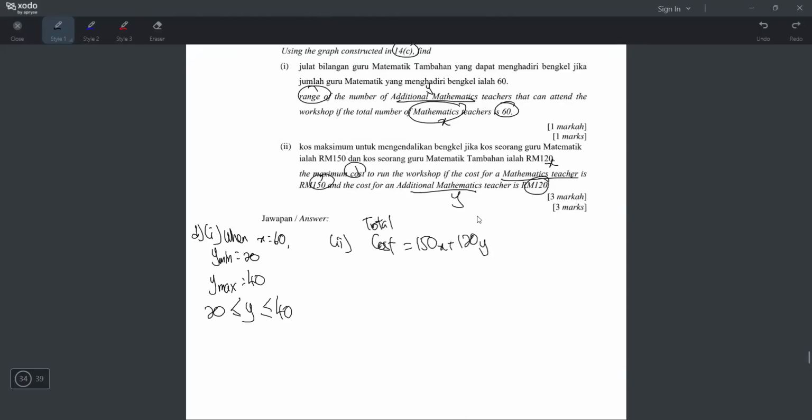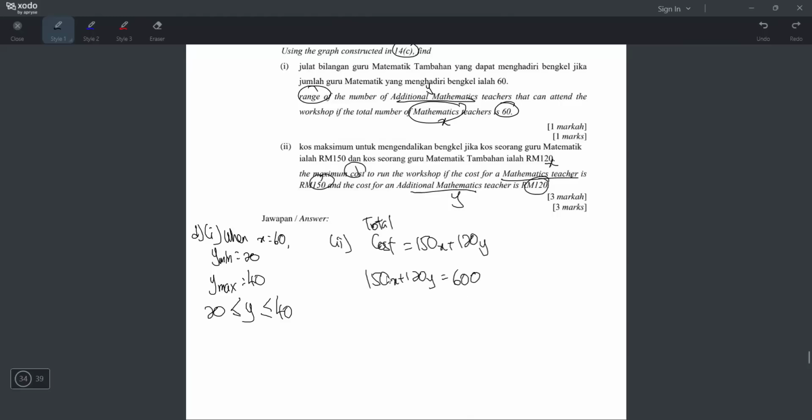Okay, and then what you have to do? 150X plus 120Y, and then you have to find out the LCM. What is LCM? LCM dalam bahasa Melayu gandaan sepunya terkecil. You have to find out the lowest common multiple of these two numbers. Okay, 15 times 1 is 15, but 15 cannot divide 12. 15 times 2 is 30. 30 cannot divide 12. 15 times 3 is 45. 45 cannot divide 12. 15 times 4 is 60, and 60 can divide 12. So the lowest common multiple is 60, or I should say 600.